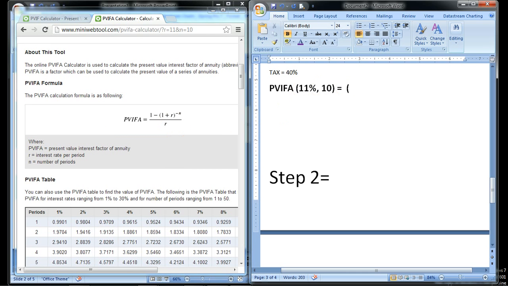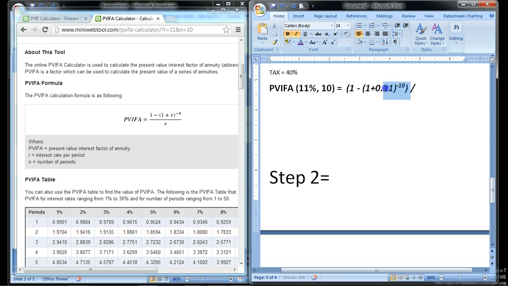How? Okay, 1 minus 1 plus, you see class? This is your R, correct? R is what? Yes, 0.11. It's 11%. Change it to decimal. Alright, power of negative n. What is your n, class? It's 10. Finish. Clear?